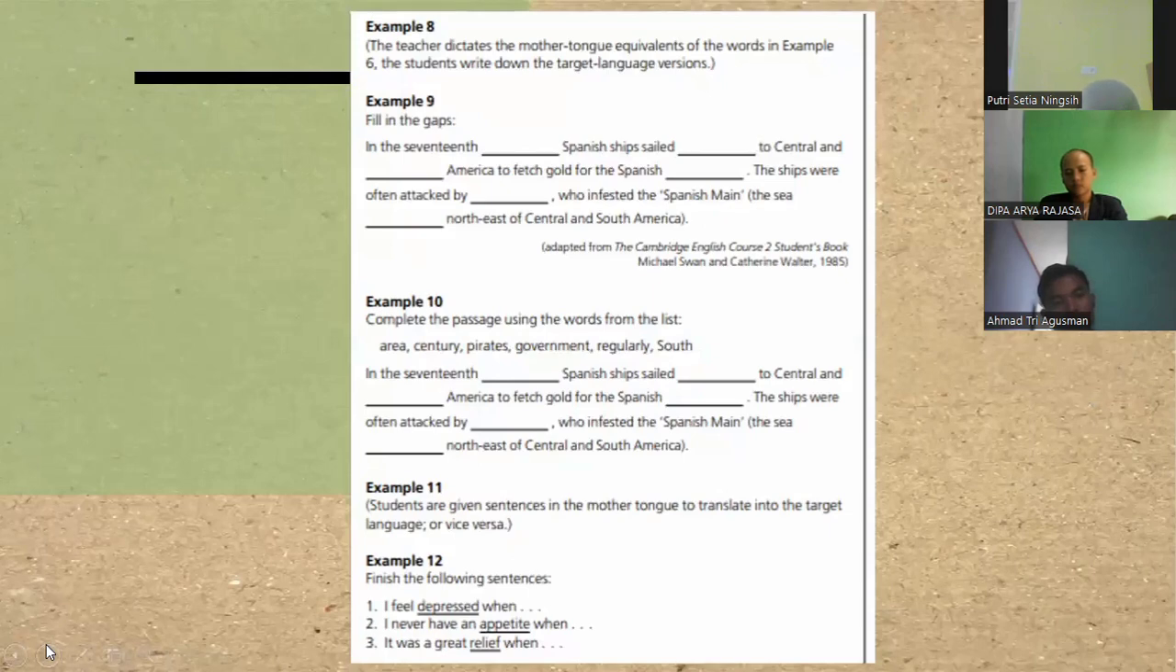Example 9, gap filling. This tests meaning, spelling, and to some extent grammar and collocation. Example 10, gap filling with a pool of answers. Meaning is tested here, also to some extent grammar and collocation. And then example 11 is translation. Translation can test all aspects of an item. And then the last, example 12, sentence completion. This tests denotative meaning only, but is personalized and interesting to do and read.